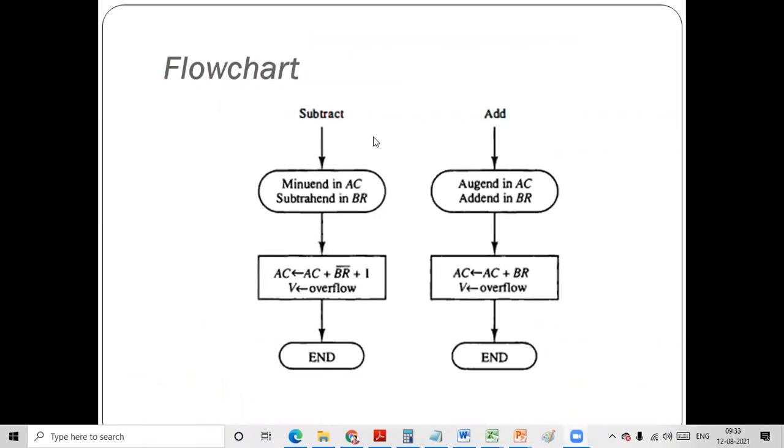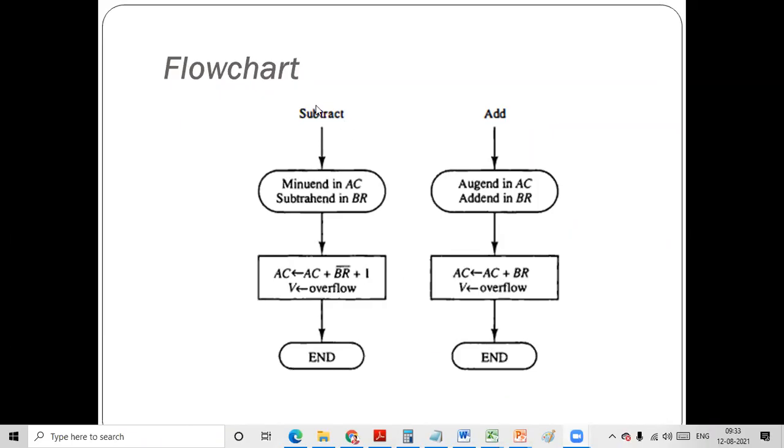Coming to the flow chart. This is addition and this is subtraction. In addition, our first input is in the accumulator and the added number is in the BR register, and we add these two. Whichever extra bit comes out will be held in the V bit. We call that overflow. And it is finished. Our result is in the accumulator, including the sign.